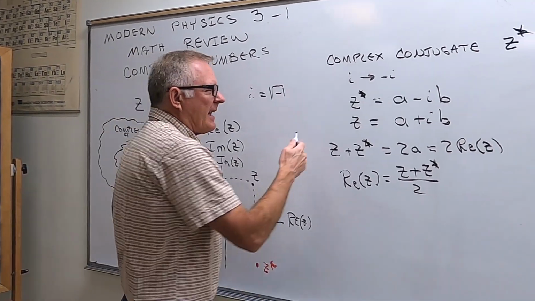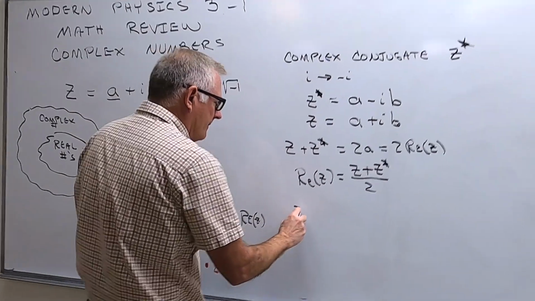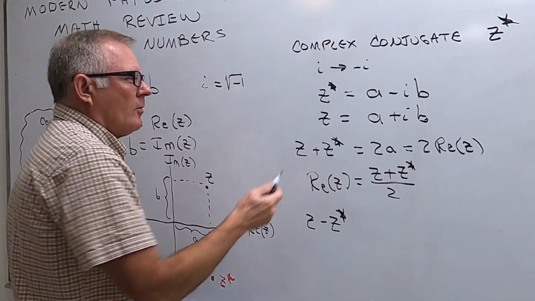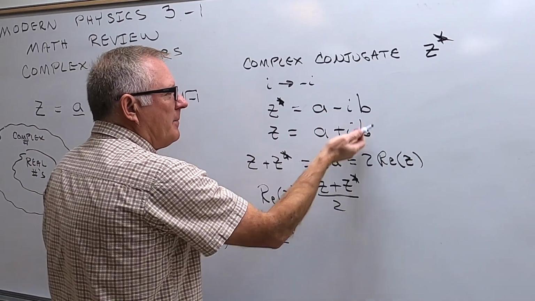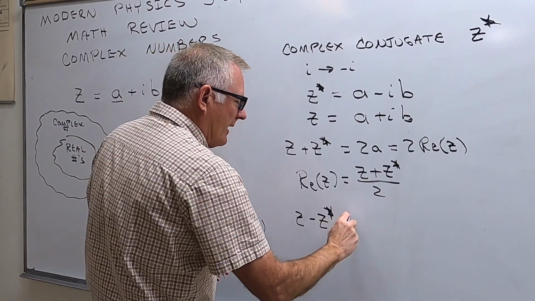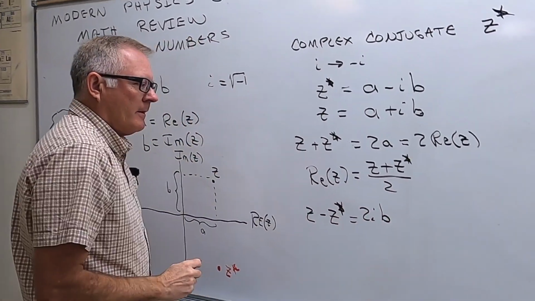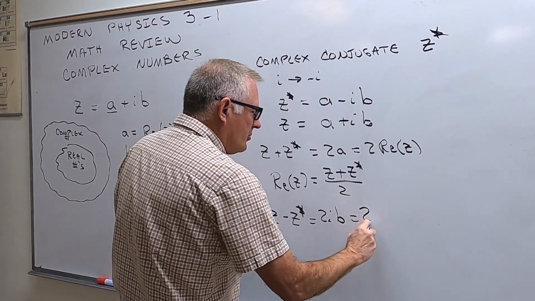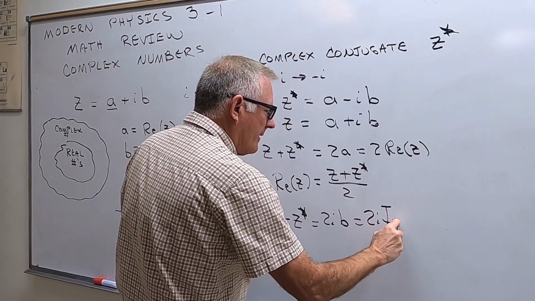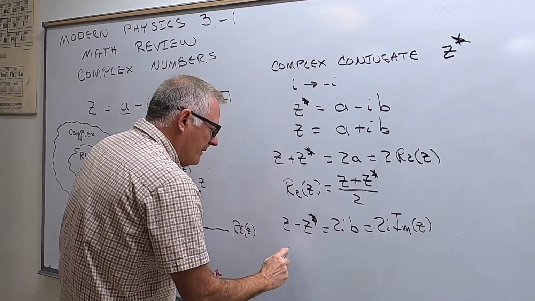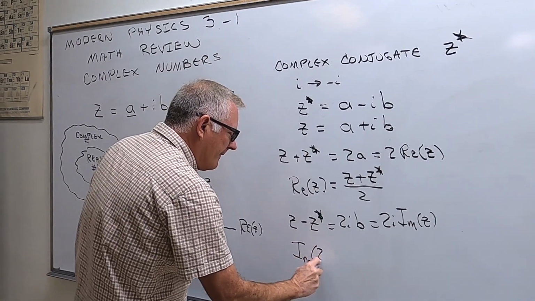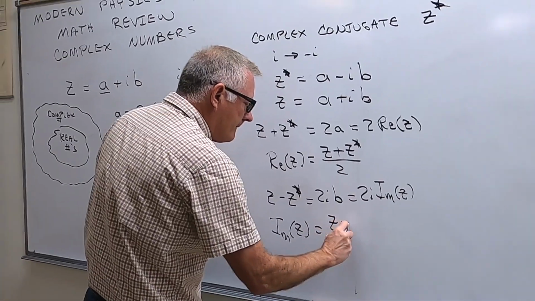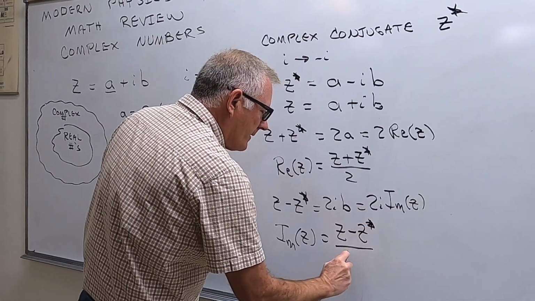Also, if we were to subtract these two, say z minus z star, the a's would drop out, and ib minus (minus ib) is 2ib. And b, we said, was the imaginary part of z. So this is 2i times the imaginary part of z, or the imaginary part of z is z minus z star over 2i.